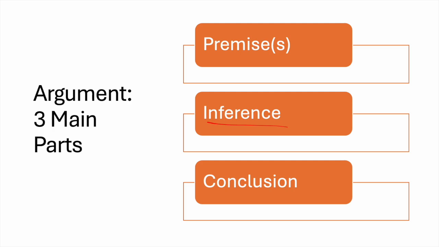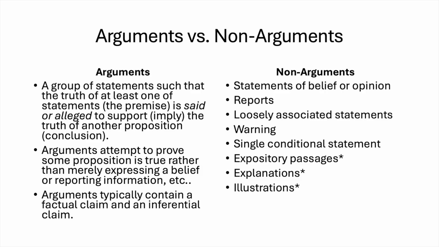So again, an argument is a particular part of our discourse, right? Again, it's a group of statements that try to prove something. The arguments usually will have a factual claim and an inferential claim. So again, inference is at the heart of the basic idea of an argument, the alleged connection between the truth of the premises and the truth of the conclusion. And then you've got all sorts of non-arguments, right? Statements of belief or opinion, loosely associated statements, warnings, single conditional statements by themselves are not arguments, but they might be parts of arguments.